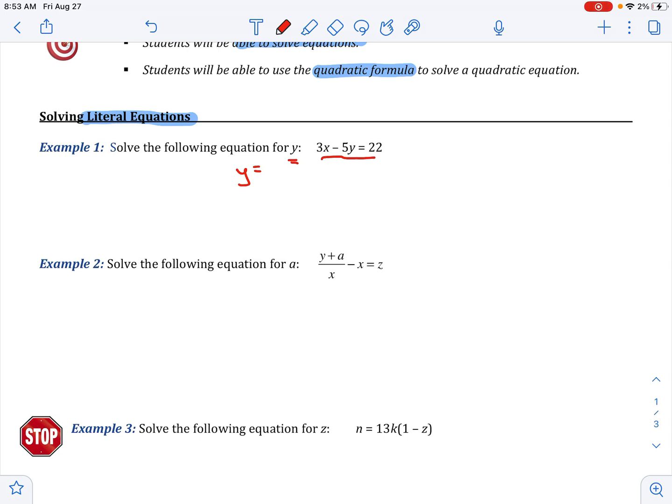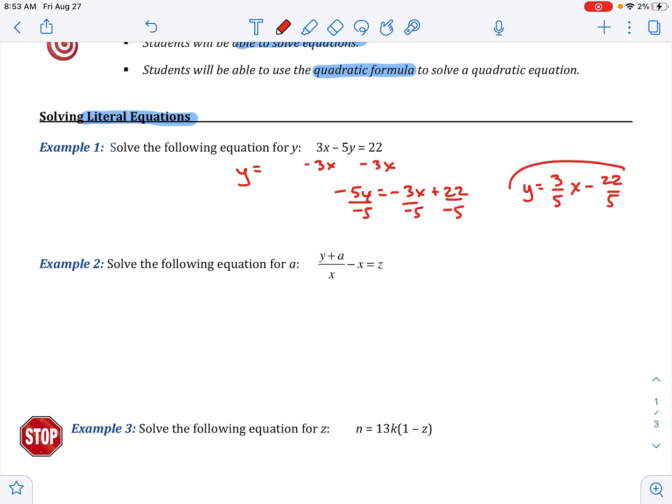All right, so the very first thing I would see to do is to subtract 3x to both sides. I'm left with a negative 5y equal to a negative 3x plus 22. And then I'm going to divide everything by a negative 5. And when I'm done, I got y equal to a positive 3/5 x and then minus 22/5. And notice I now have the equation written in the form of y equals.